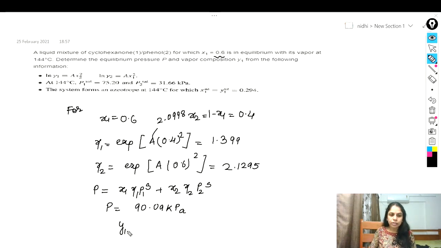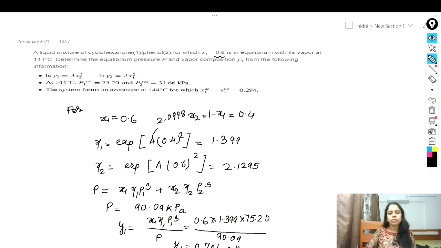Now we need to find out the vapor composition. We know the relation Y1 is equal to x1 gamma 1 P1s upon P. So 0.6 times gamma 1, which is 1.399, times 75.20, divided by the total pressure, which is 90.09. So the final answer Y1 is equal to 0.701. So this is the answer.